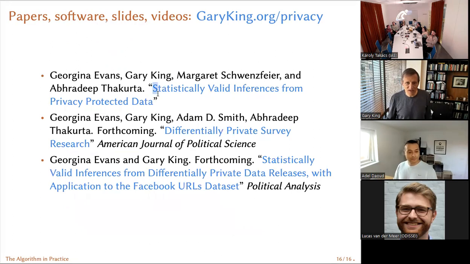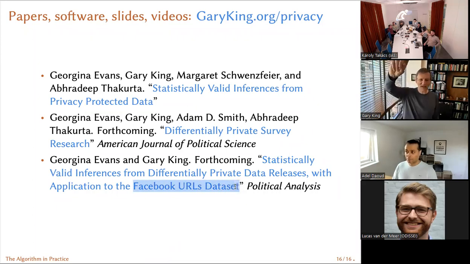This is the paper, most of which I described today, with Georgie Evans, who's a graduate student of mine, and Meg Schwenzfeier, who's also a graduate student of mine. She just finished being Joe Biden's chief data scientist in the 2016 election, and Aberdeep Thakurta, who's at Google. There's a paper coming out in the AJPS on differentially private survey research with some of those people, and also Adam Smith, who was one of the original inventors of differential privacy. And another paper coming out in Political Analysis, which is exactly how to analyze the Facebook URLs data set.